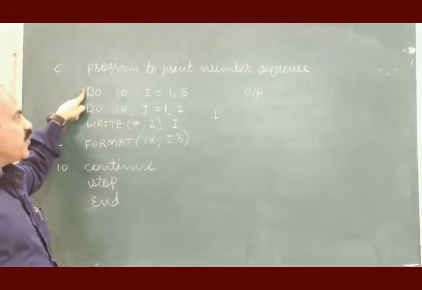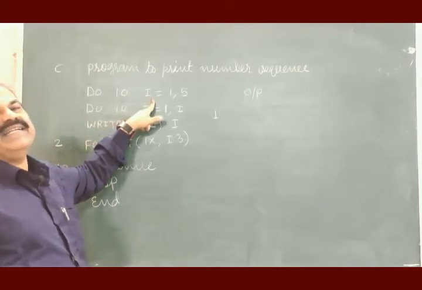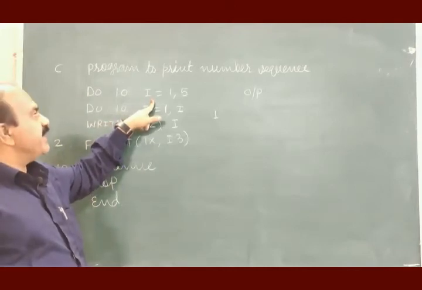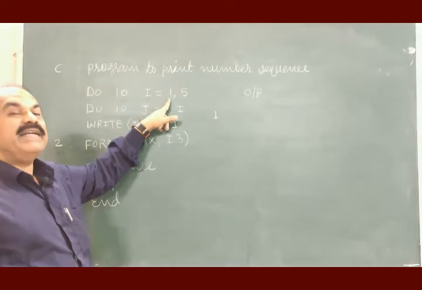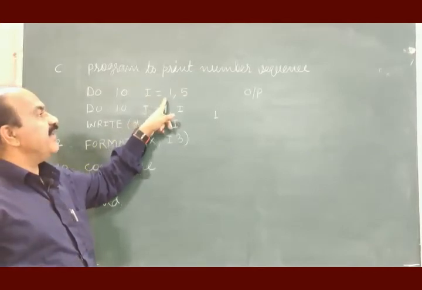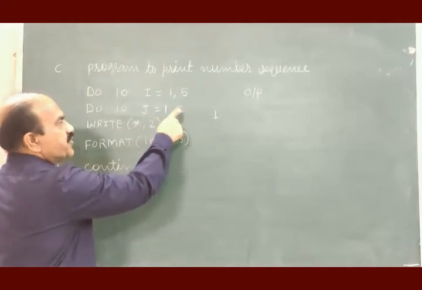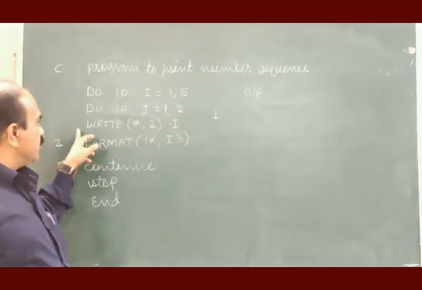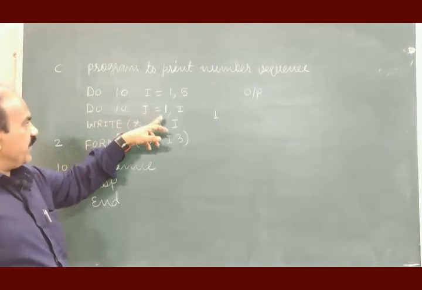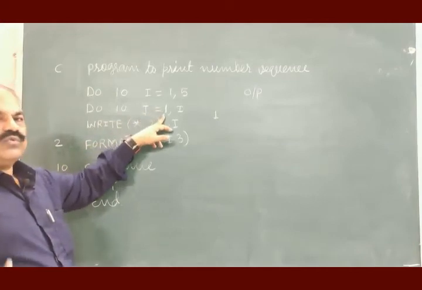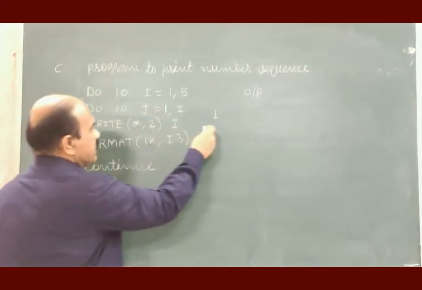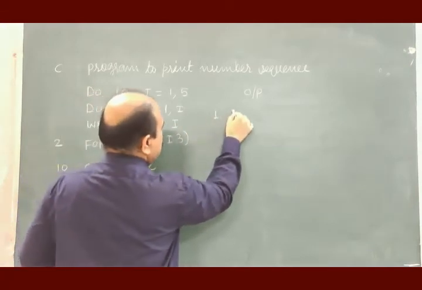As control goes to the outer do loop, I will be incremented by 1. So the value of I will now become 2. Here now the value of I is 2, and here it is also 2. It will come here, J is equal to 1, and I is printed.